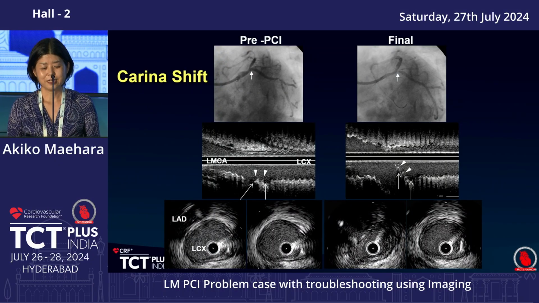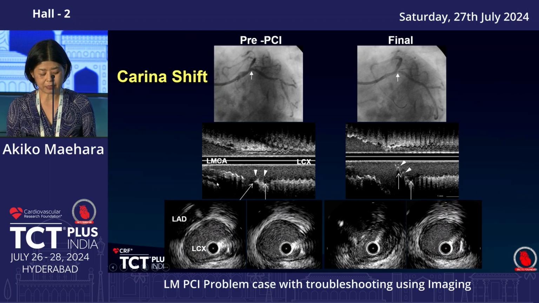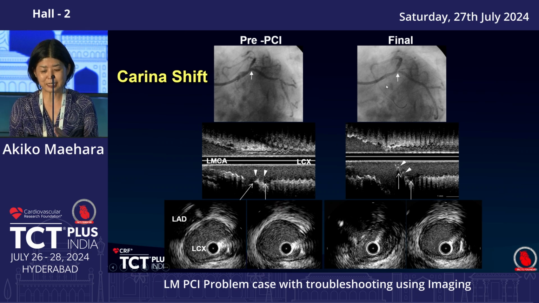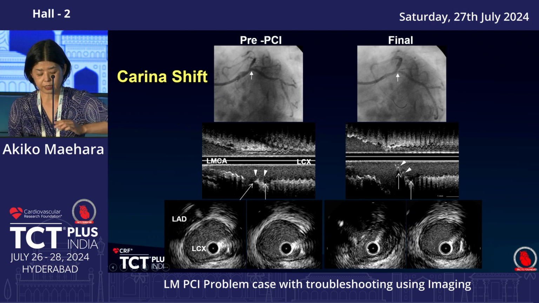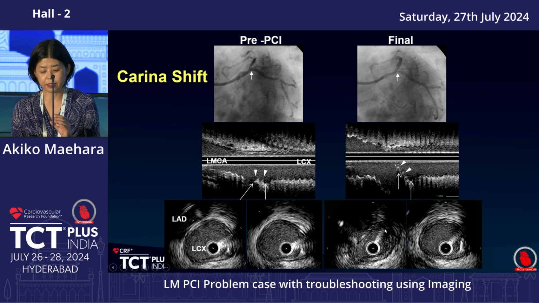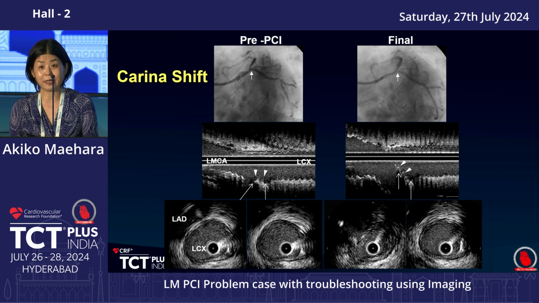And we thought additionally, this is a different case. When you treat the LAD to the left main, many times you see so-called carina shift. What this means is the circumflex ostium at the beginning was very normal, and you see no plaque at all. After the stenting from the LAD to the left main, you see the circumflex carina is moving to the circumflex side, meaning the LAD is pushing to the ostial circumflex, and you see the circumflex ostium is oval, and because we're looking this way, we see the circumflex very narrow. But many times, this type of carina shift doesn't cause ischemia, and it's okay.